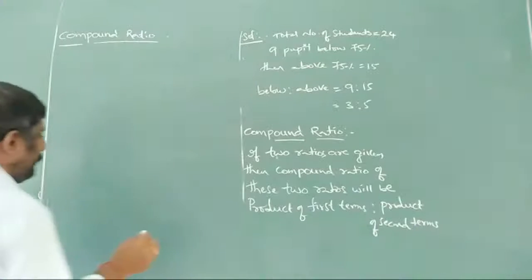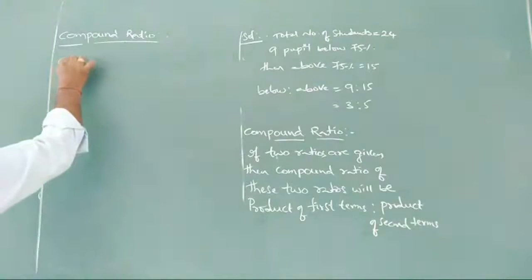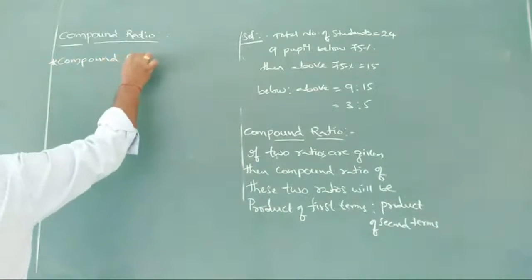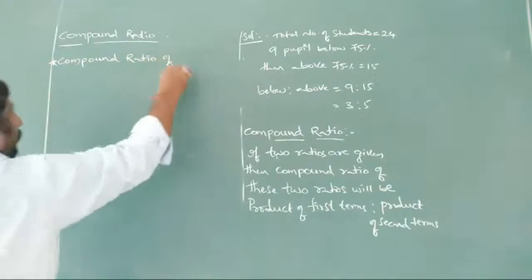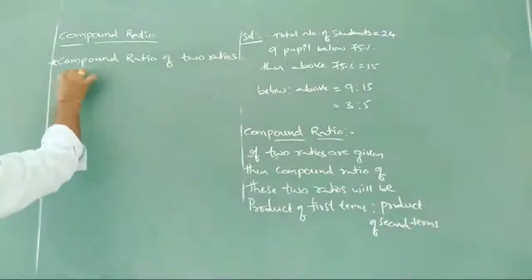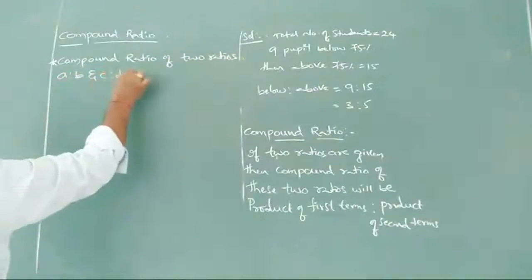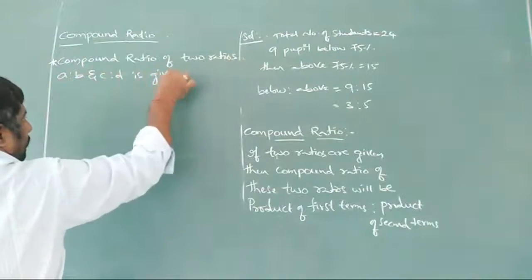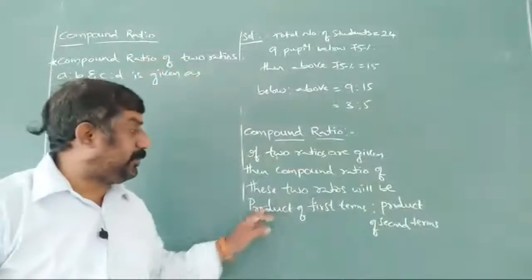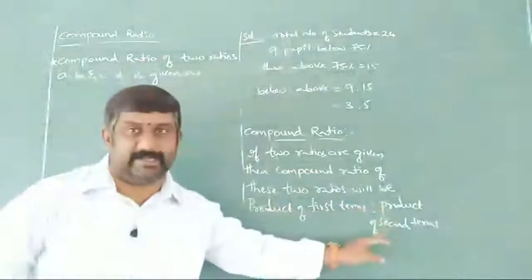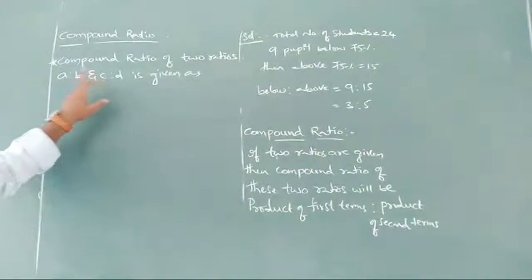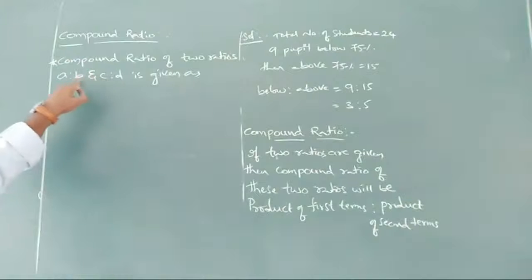Now observe here. The compound ratio of two ratios A is to B and C is to D is given as follows. Just before, we discussed that it is the product of first terms is to product of second terms. What are the first terms we have here? A as well as C. And the second terms are B and D.